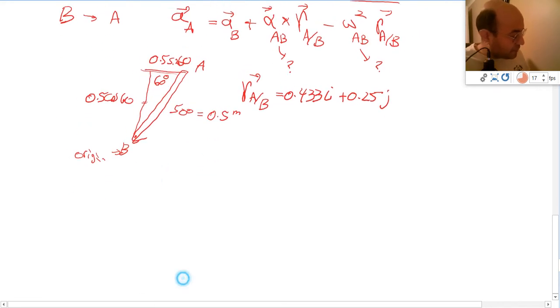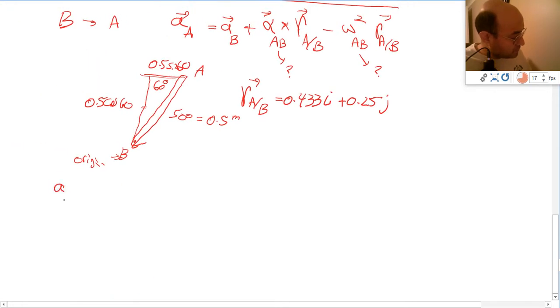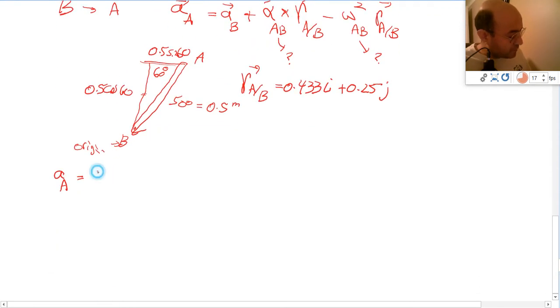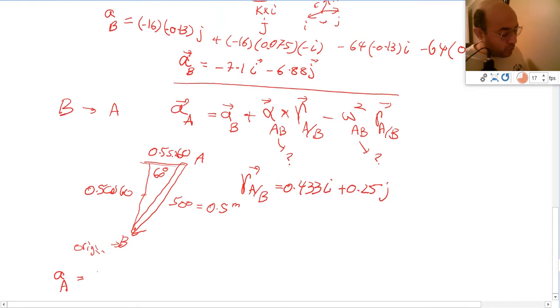So in the same method, I'm going to say acceleration of A is equal to acceleration of B, which I already know. So that's actually minus. Now, I do not know omega AB, but I can find it, right? So how can I find omega AB?